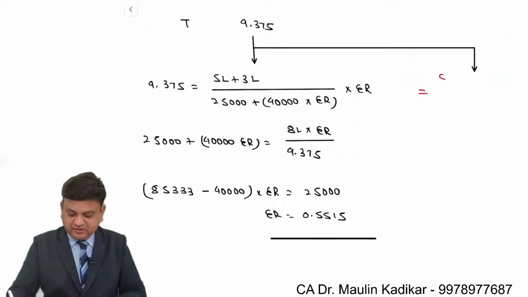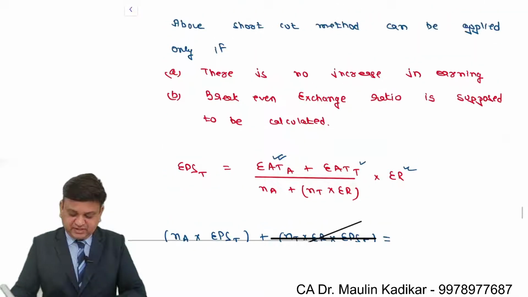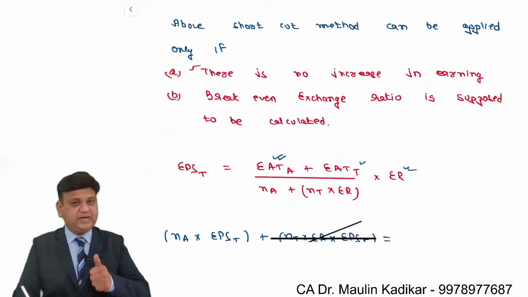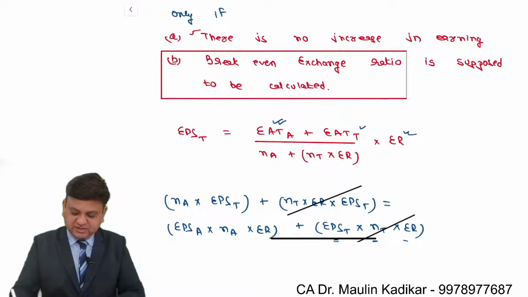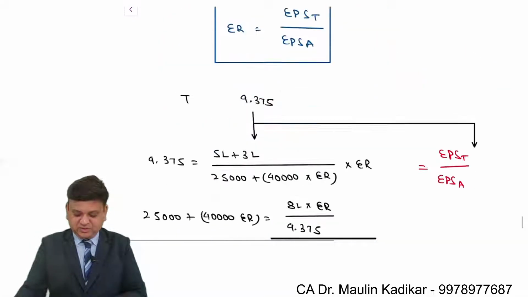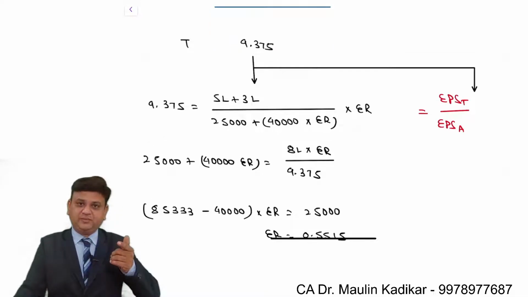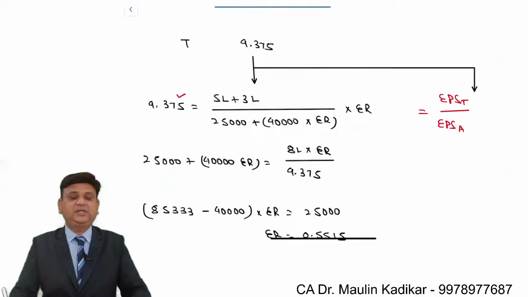In this case, can you have the alternative method? The answer is no. You cannot have this alternative method over here. Why? Because one of the two conditions is not satisfied. You can see that say one condition is that say there is no increase in the earning. That condition is satisfied. However, this condition that say the break-even exchange ratio is supposed to be calculated, that condition is not satisfied. Why? Because over here the earning per share of the target company before merger was 7 rupees 50 paise and post merger it has been given that it should be 9.375. That is what we understand.